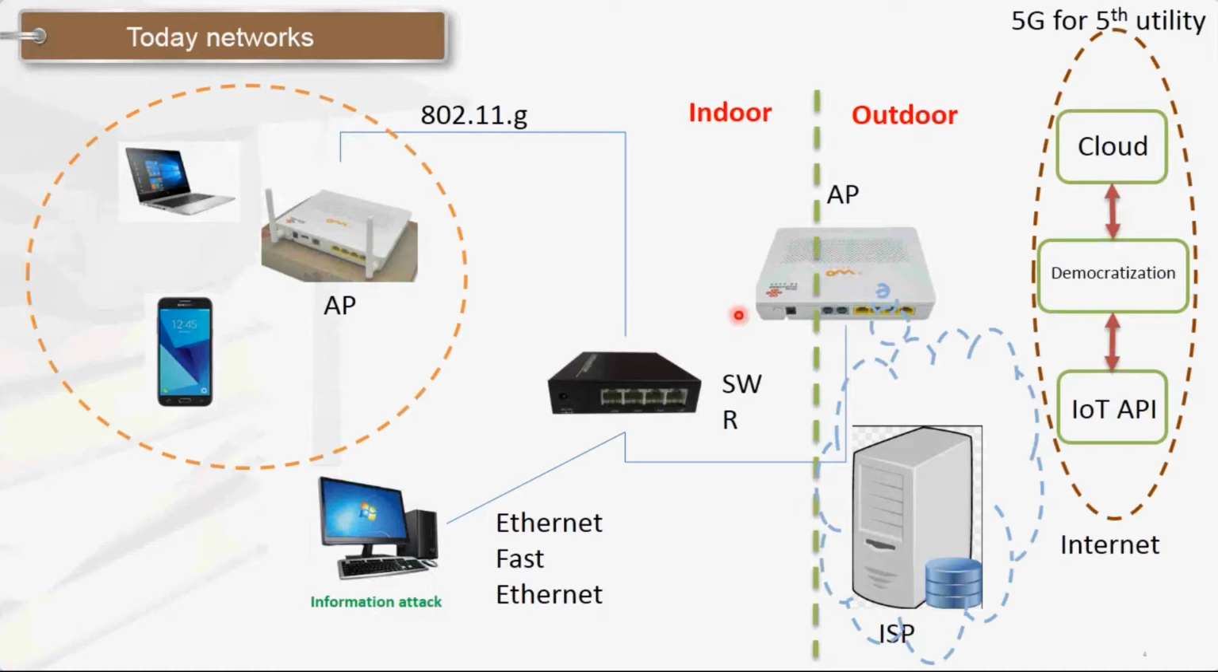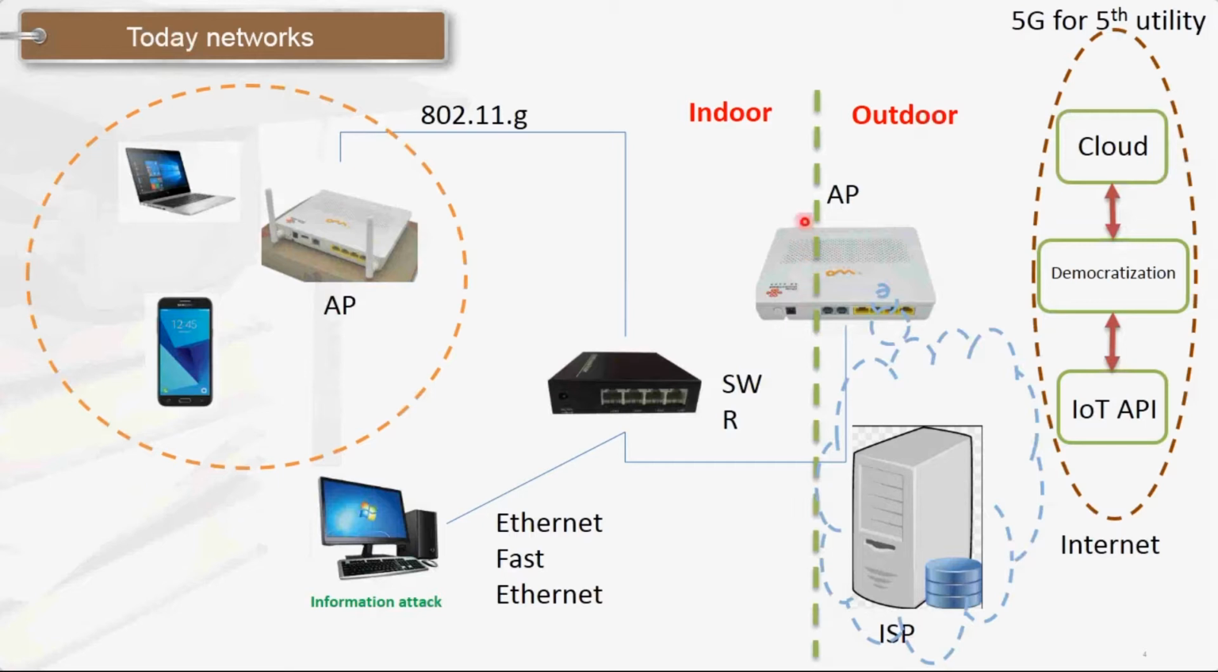In general, we divide the network into two sides. One side is the indoor network, and the other is the outdoor network. Everything outside our home is the outdoor network, and what is inside is our indoor network, inside our home. It is divided by one device, called an access point. We say access point because it changes from one environment to another. For example, if I want to change from wire to wireless, I need an access point.